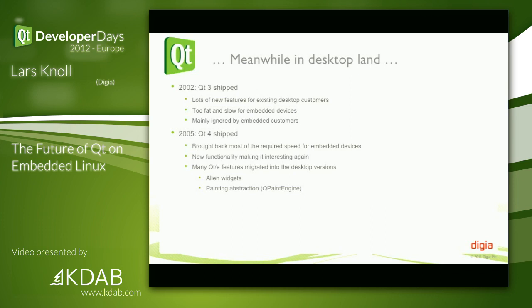It got mainly ignored by most of the embedded customers we had. They stayed on Qt 2 for a long time, all the way up until we shipped Qt 4 in 2005, where we made a pretty conscious effort to bring back most of the required speed for the embedded devices. And we had new functionality that made it really interesting again, because many of the embedded-specific features also migrated into the desktop versions and were then used throughout Qt.